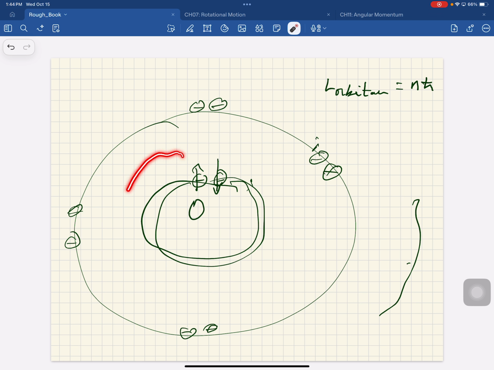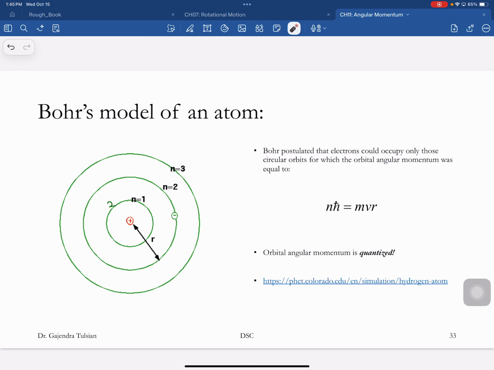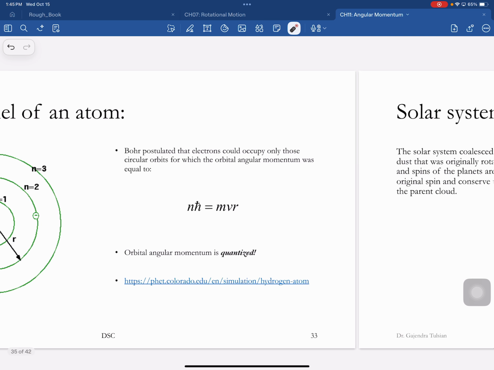You can't be in an orbit where the orbital angular momentum is 3.5 h bar, or 3.4 h bar. That's what Mr. Bohr told us. The orbital angular momentum, mvr, remember angular momentum was mvr, has to be n times h bar. That's how you know what the orbitals are. You've heard of these quantum numbers. This corresponds to n equal to 1, this is n equal to 2, n equal to 3, and so on.